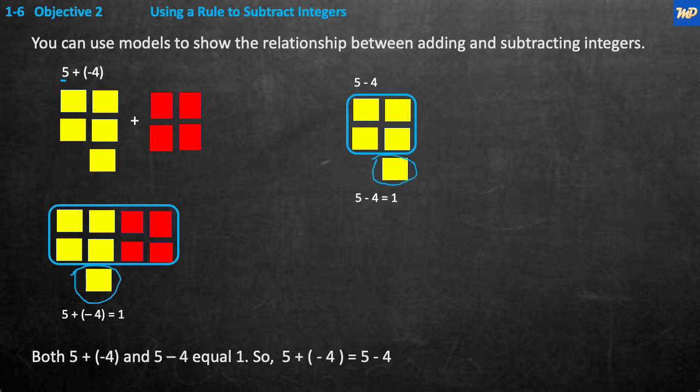And these two are the exact same answer. This is showing it where you have negative tiles to offset the positive tiles. This is just showing we're going to take them away. You've got 5 apples, I'm taking 4 of them. Okay? Both 5 plus a negative 4 and 5 minus 4 equal 1. So 5 plus negative 4 is equal to 5 minus 4. So this plus minus ends up being negative in this case. Okay?